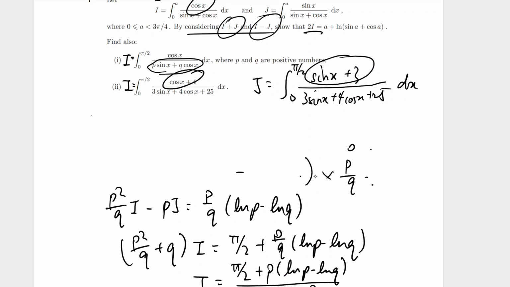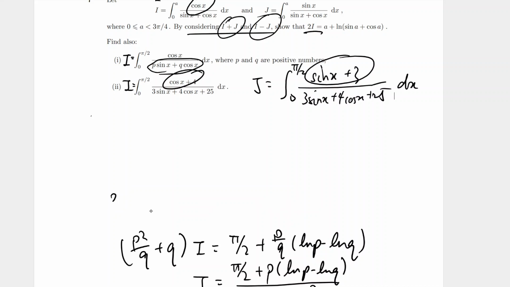So I considered the plus case. Does the minus case work out? Think about that. So what have I got? I want 4i plus 3j, as I mentioned. Then that becomes the integral from 0 to pi over 2 of 1 dx, which is pi over 2. Okay, now, how about the minus case?